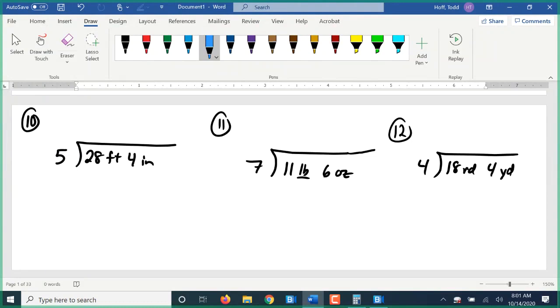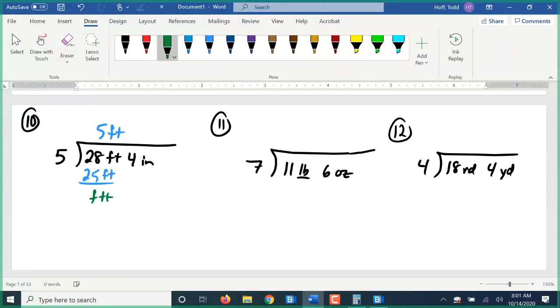So for number 10 here, we start out with 5 into 28 feet. That's going to go 5 times. We're going to call that 5 feet. 5 feet times 5 is 25 feet. We subtract there, we have 3 feet left over.